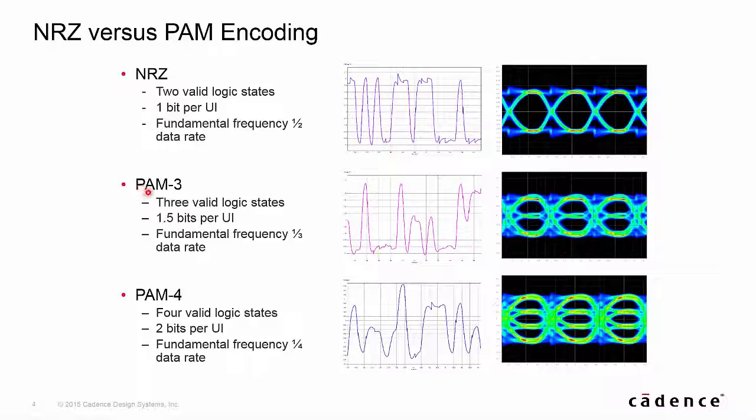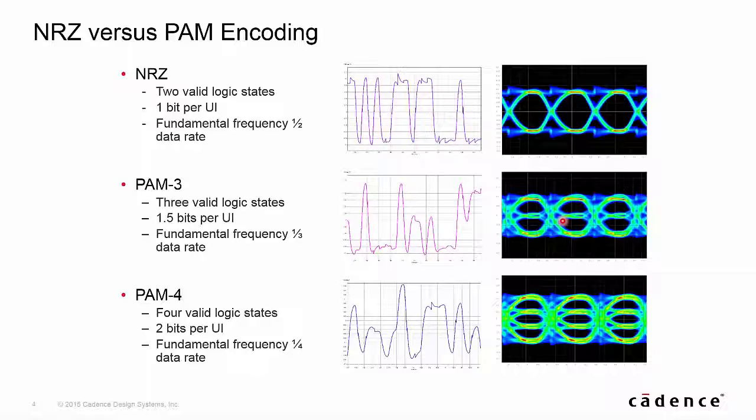In PAM-3 encoding, we have 3 valid logic states. So we have a high voltage, a low voltage, and a mid voltage. We implement 1.5 bits per UI transmitted, and the fundamental frequency is 1/3 the data rate. Now, if we look at the eye diagram over here, instead of 1 large eye, we have 2 smaller eyes in the vertical space.